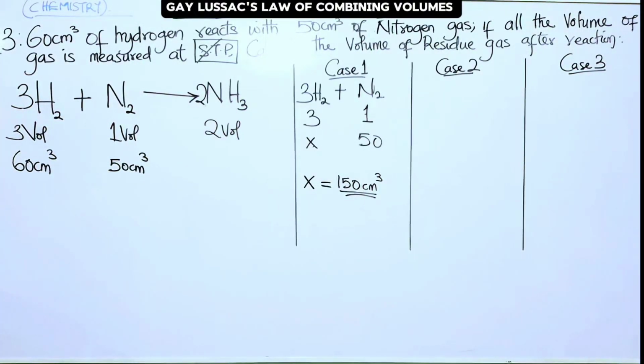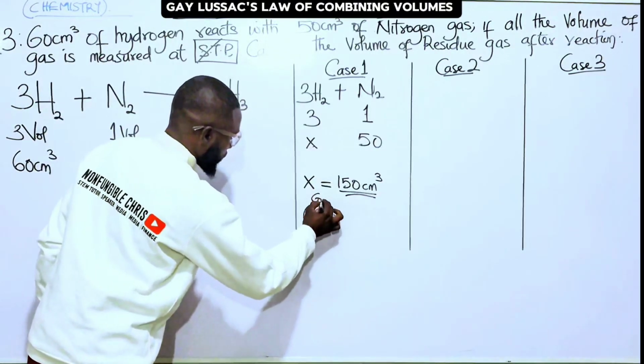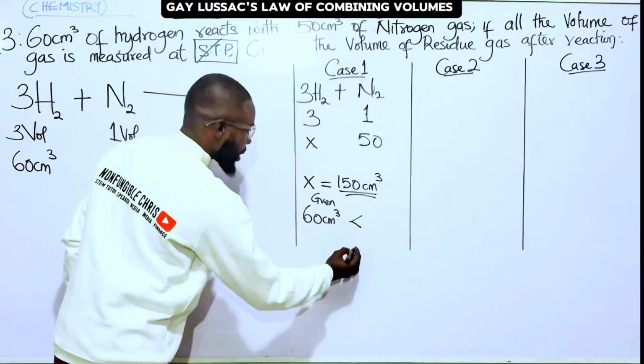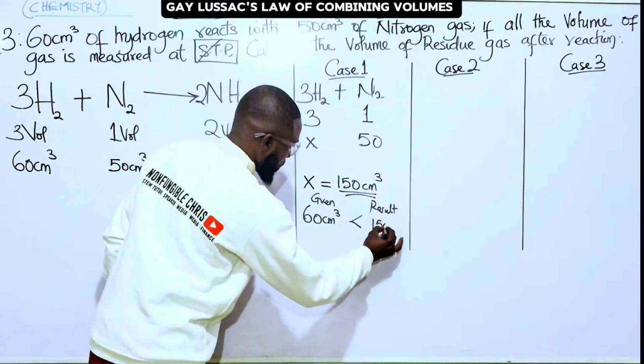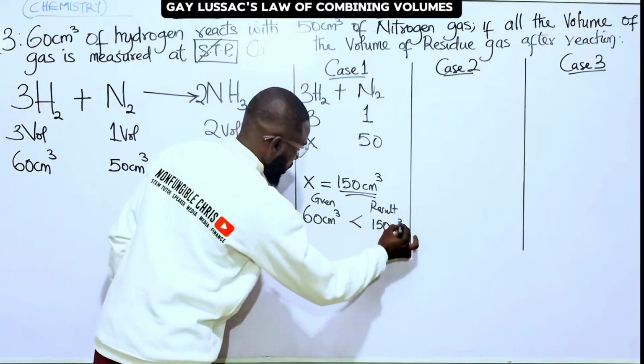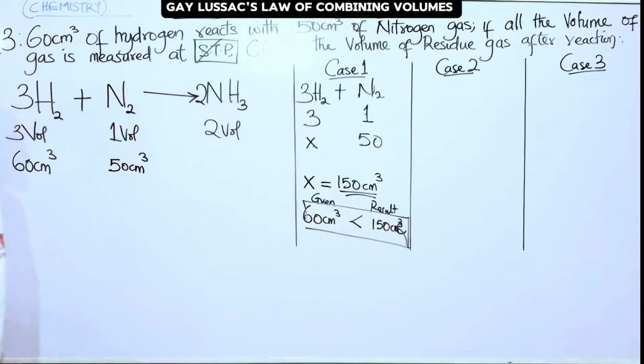Here we had 60 cm³, which is our given, and it is less than our result of 150 cm³. We can't use this. This cannot be used. Let's do case 2, whereby we are isolating the other gas.